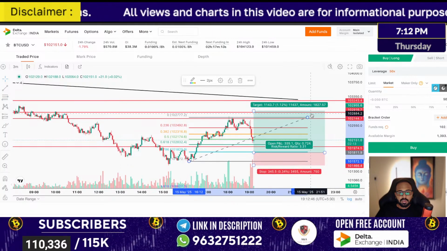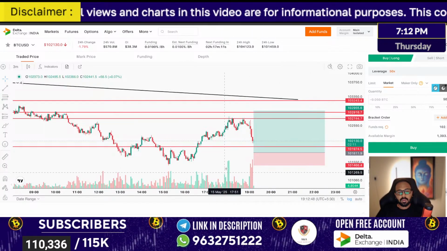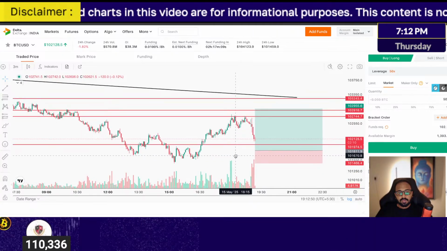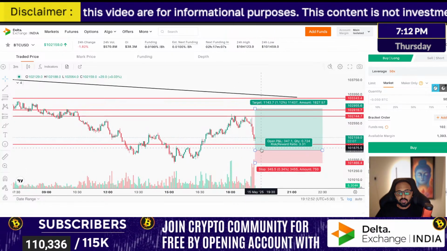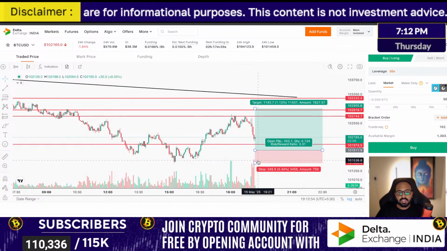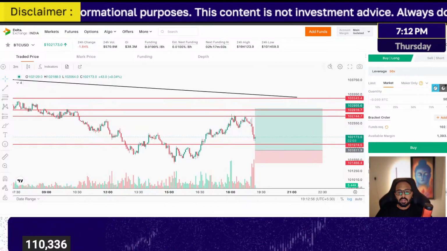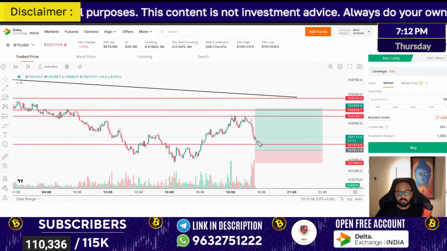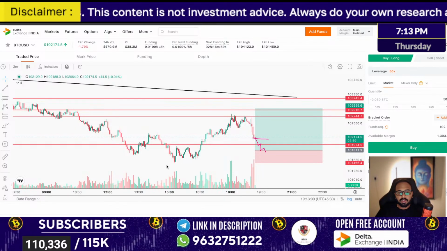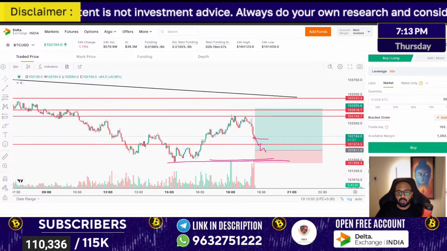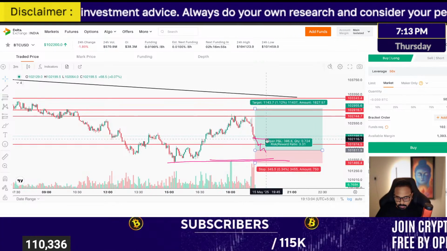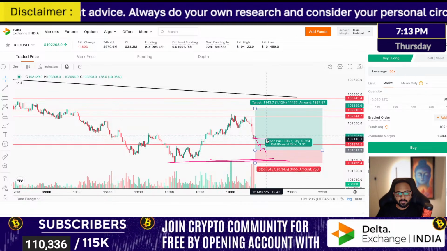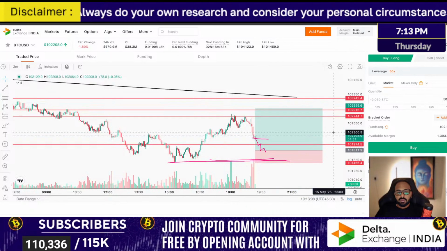Nice pullback, nice correction. A little more up to this zone or this zone, if the market comes, because here at least 300, 400 points of risk is fine if the market comes to this zone. Here, if I enter at this previous low, I have to give a stop loss, and that stop loss will be very big.